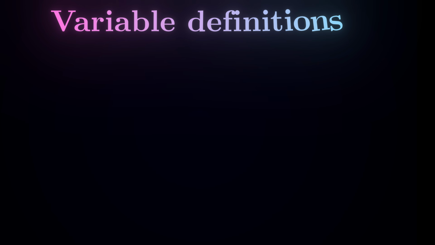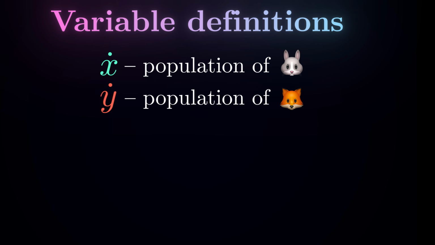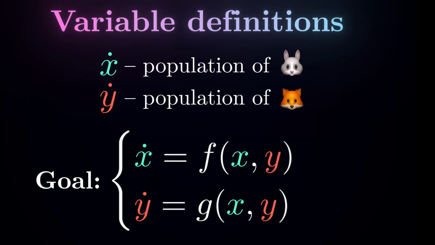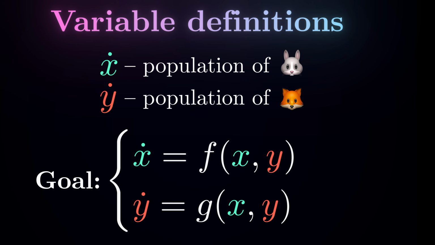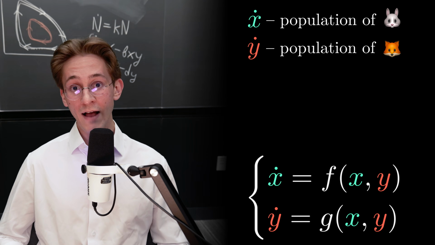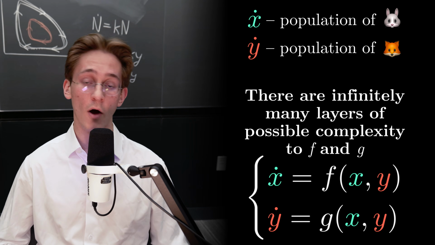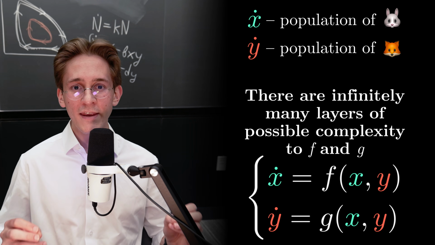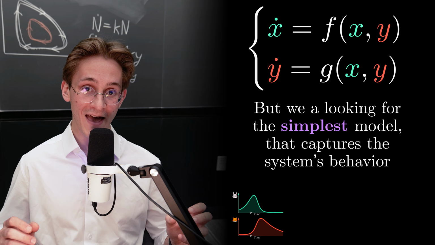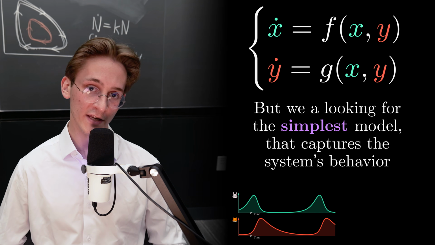Let's start by defining our variables. X will denote the number of rabbits, and Y will mean the number of foxes. We are aiming for a system of equations in this form, where f and g are functions relating the rate of change of each variable to the overall state of the system. In reality, those functions can contain countless complexities and dependencies on other factors. However, we are seeking the simplest mathematical model that captures the essence of such oscillations.